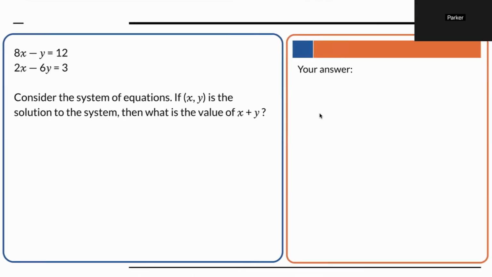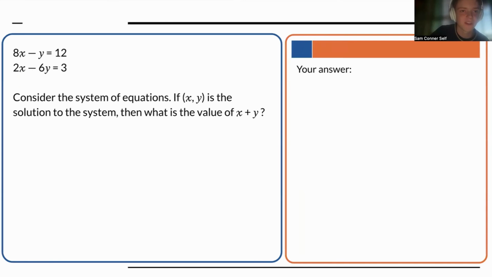So 1.5 plus 0 is going to be 1.5. I must have been doing something wrong in my math.